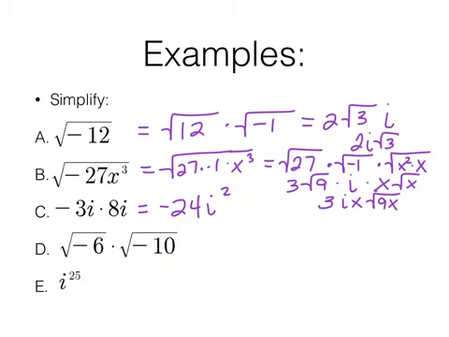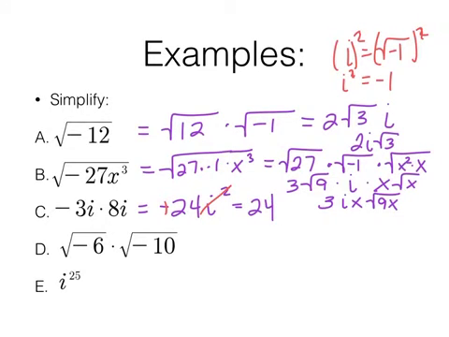If i by itself is the square root of negative 1, then squaring both sides of that, i squared gives me negative 1. So negative 24i squared, I'm going to cross out the i squared and make my negative 24 a positive 24. So negative 3i times 8i is indeed positive 24.